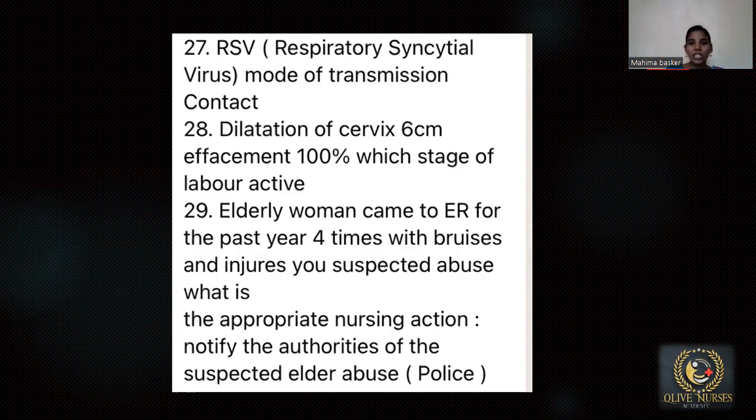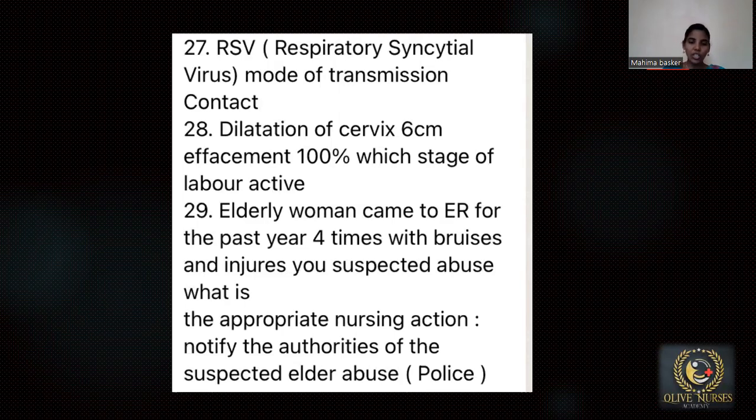So dilatation of the cervix 6 centimeter, effacement is 100%. What is the stage of labor? That is the question. Okay. So remember, the patient will be in the first stage only. But in that, we have the phases. In the first stage of labor, we have 3 phases. Okay. If it is 100% effacement, that should be the active labor phase.